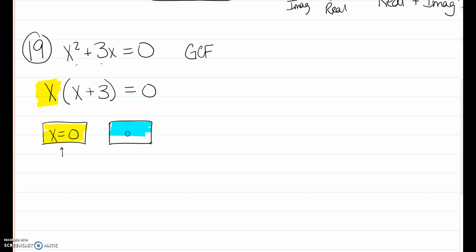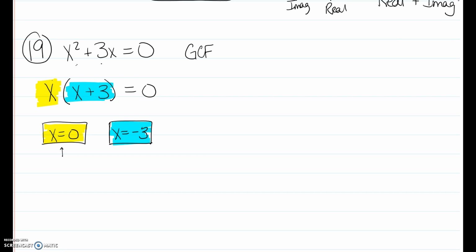Your second solution comes from the parentheses. What number would x have to be to make the blue part equal 0? -3. If I put 0 in here, 0 in the yellow, 0 times anything would equal 0. If I put -3 in the parentheses, -3 plus 3 is 0. 0 times anything is 0. So you're looking for what would make that whole thing equal 0. 0 and -3.